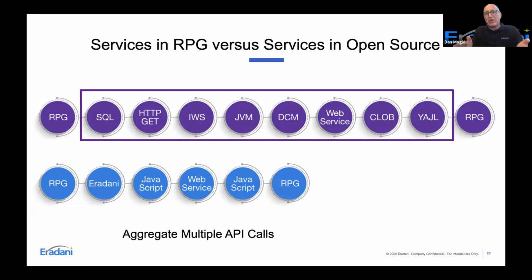And you can use this to aggregate multiple API calls. So rather than making one API call at a time, you can make multiple API calls and use your JavaScript or your Python to aggregate those and send them out together.